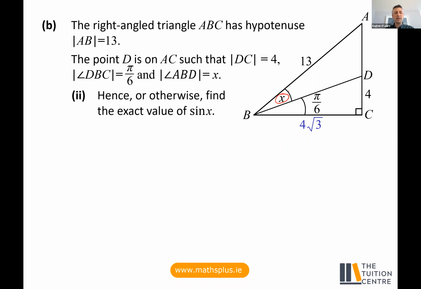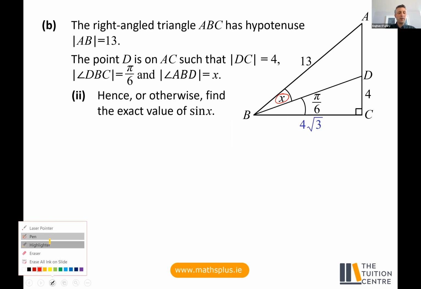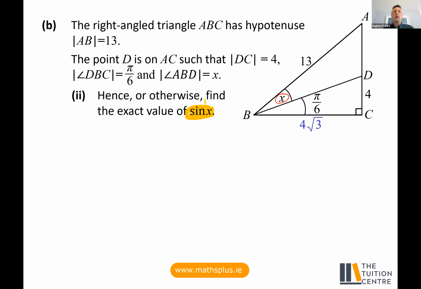How am I going to find the sine of x? Often you're asked to find x itself, but in this case, it's actually the sine of x. You might be thinking, right, a right angle triangle, but x is not contained within a right angle triangle. If your x was in a right angle triangle, you might be thinking, opposite over hypotenuse. But anyway, sometimes you just got to start. You got to see what you can do.